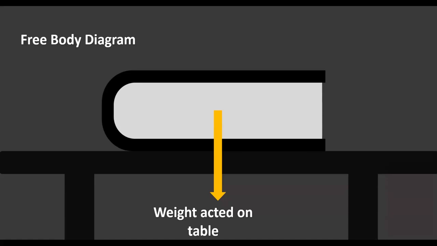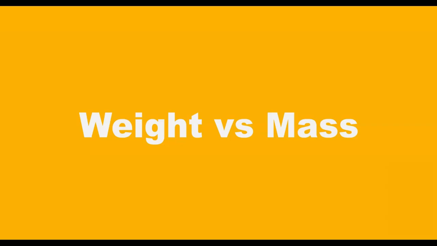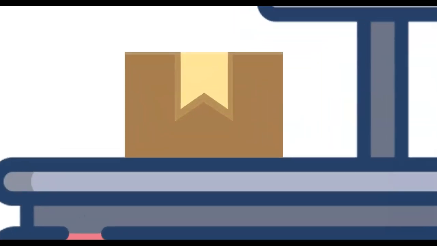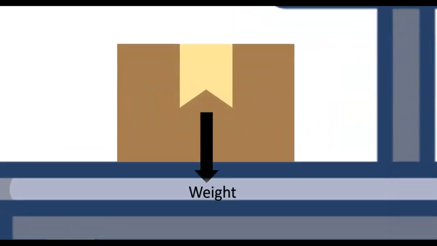One important force acting on any object is the weight of the object. But first, let's look at the difference between weight and mass. The weight of an object is a force due to gravity. When you put an object on the weighing machine, you can see that it has a weight. This weight is the downward gravitational pull of the earth. It is a force exerted by the earth on the object.